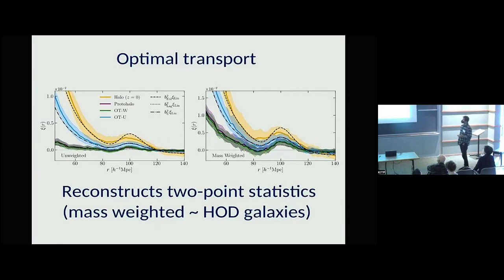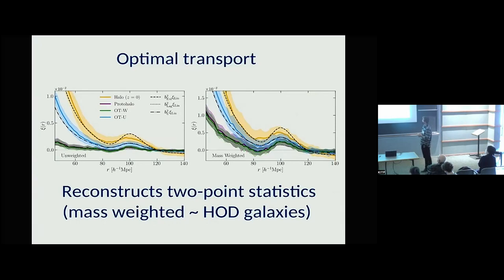The purple down here is the pairwise correlation function of the protohalos, so where they were initially. And so if you have reconstructed the positions correctly, that's what you're trying to get, the purple. The green is what you do get, with this optimal transport algorithm, okay? And it's pretty good, and I'll come back to how pretty good in a second.